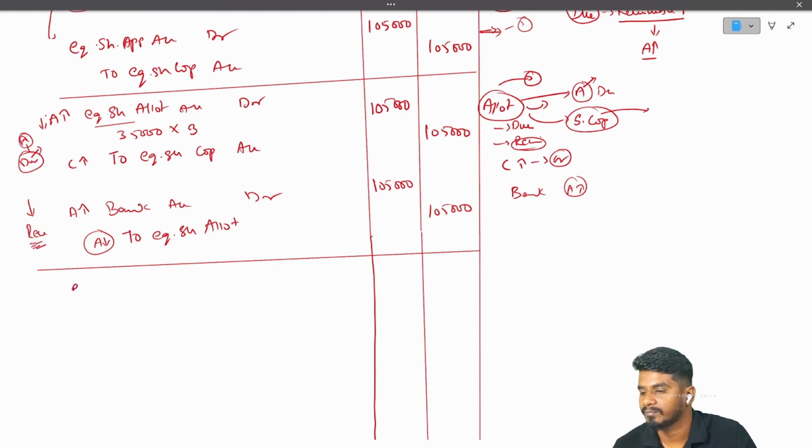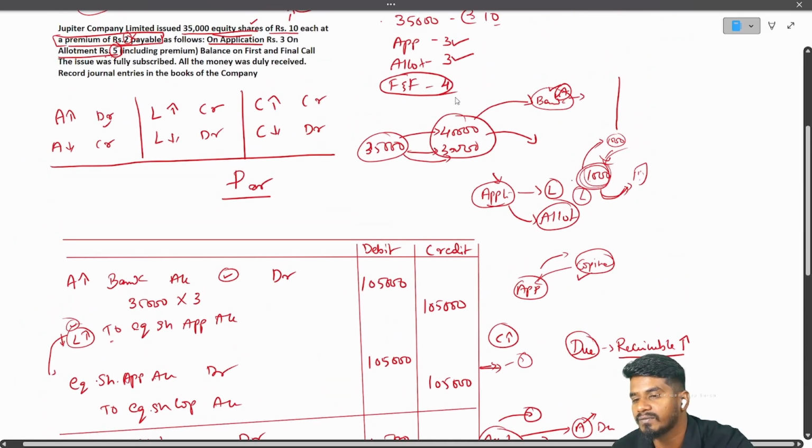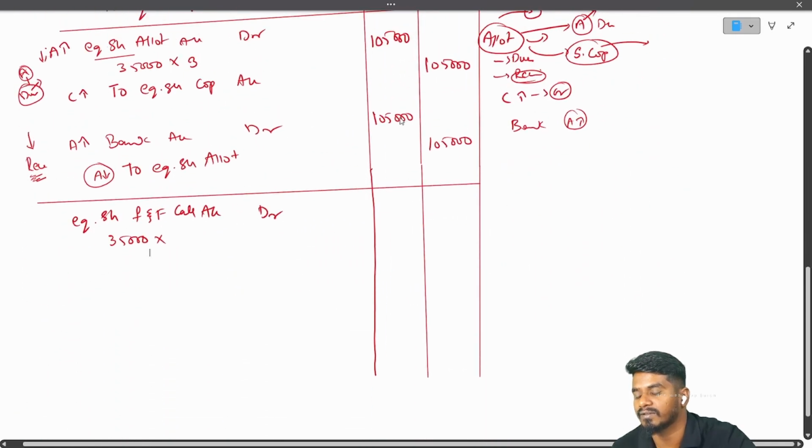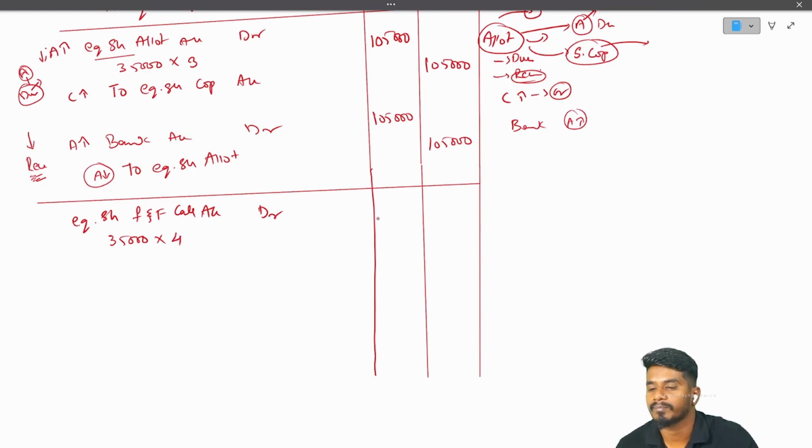Right. So along with me, write it down. Equity share first and final call account debit. Here we had written equity share allotment at the time of allotment. Now it is first and final call, so we are writing first and final call. That's it. For how much? 35,000 into how much we need to receive on first call? That is 4 rupees. Correct. 35,000 into 4 is 1,40,000.